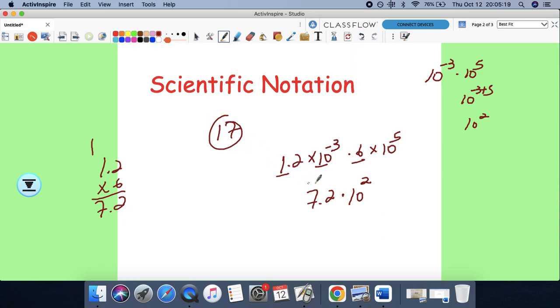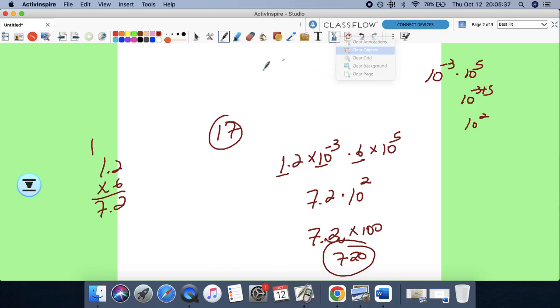No, well, actually that's not our answer because we want this in standard form. So now I change it to standard form, so 7.2 times 10 to the 2nd, which is basically multiplying by 100. So we move the decimal 2 over, 1, 2, so that final answer is 720. Yikes.